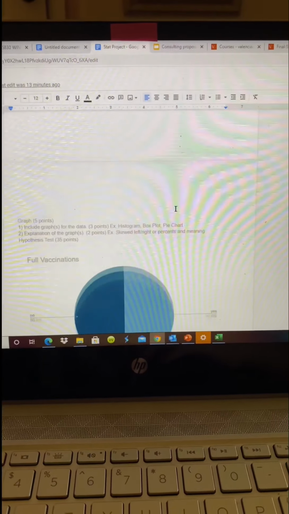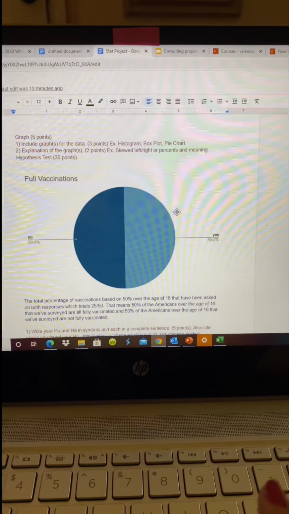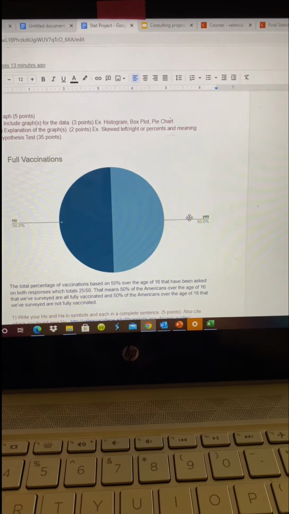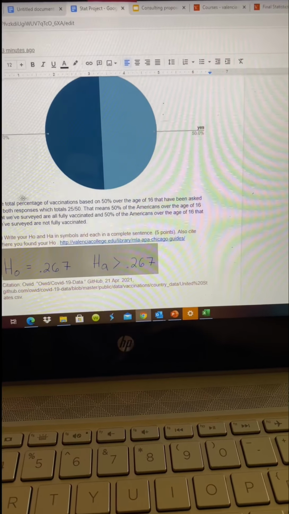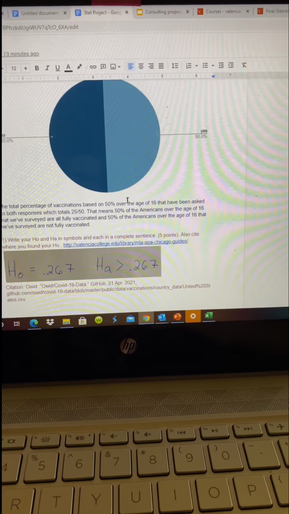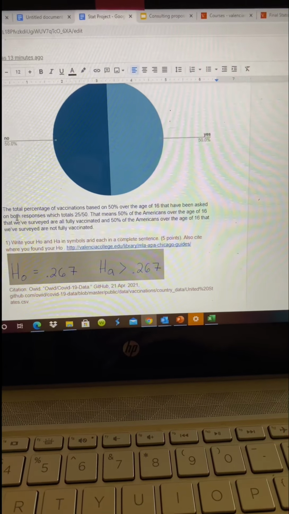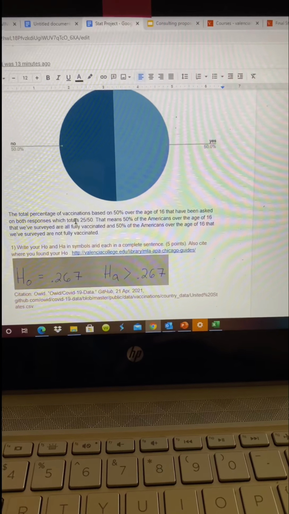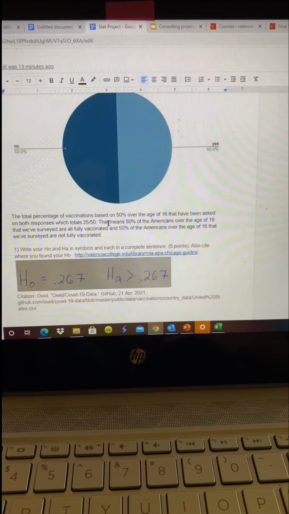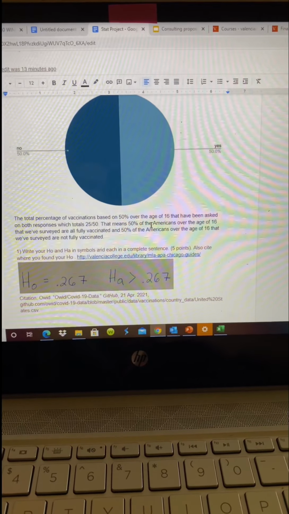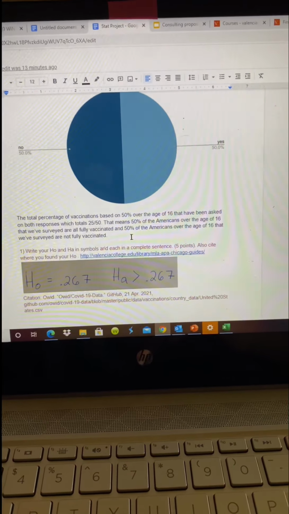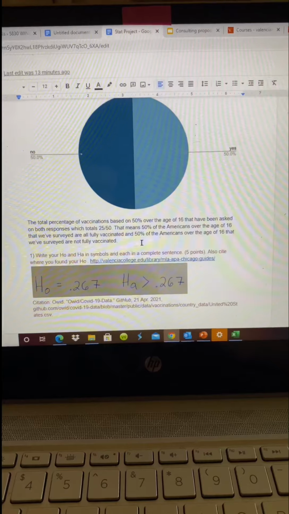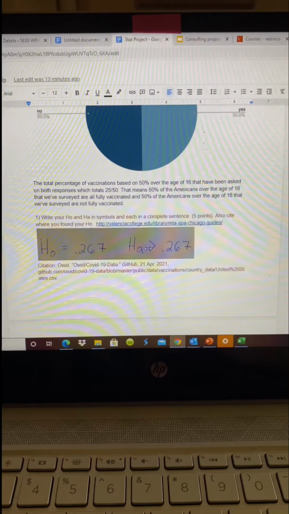So going to the graph, based on our sample, it was 50-50. So this is our pie chart. The percentage of vaccinations based on 50% over the age of 16 have been asked, and both responses total 25 out of 50. That means that 50% of the Americans over the age of 16 that we surveyed are fully vaccinated, and 50% of Americans over the age of 16 that we surveyed are not fully vaccinated.